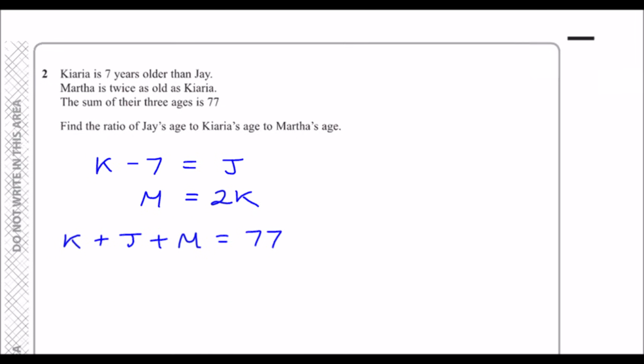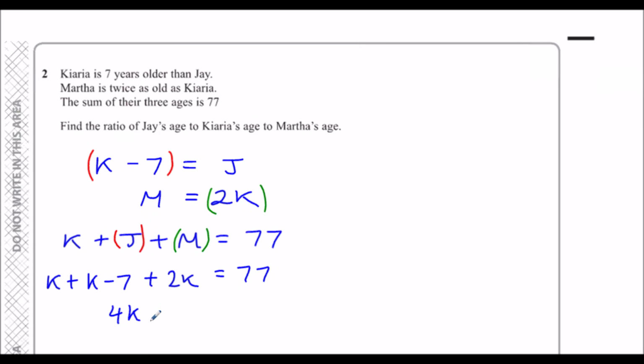So what we're going to do is substitute. Instead of J, we're going to write K minus 7. And instead of M, we're going to write 2K. So we're going to have an equation in terms of K, and then that will tell us what K is when we solve it. So that's K plus, instead of J, K minus 7, plus M, which is 2K, equals 77. So collecting like terms, we've got K plus 2K, that's 4K, minus 7 equals 77.